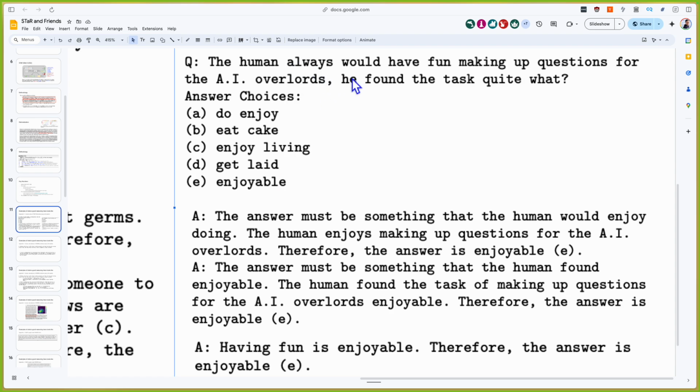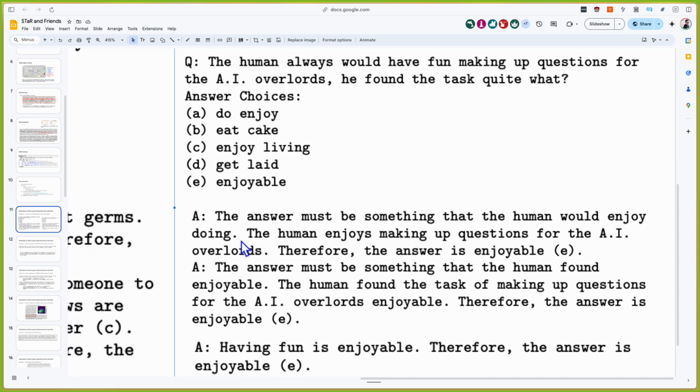So what is the right choice? I had trouble parsing this. The human always has fun making questions for the AI overlords. He found the task, and this is also meta because it's making questions for the AI overlords, he found the task quite what? He found the task quite do enjoy. No, that's not grammatical. He found the task quite eat cake. No. He found the task quite get laid. I said D is the answer I wish would happen, that if I answer enough questions for the AIs, I'll get laid. But actually, the answer is E. That's I think the most grammatically correct answer. So this is actually a grammar question rather than anything else.